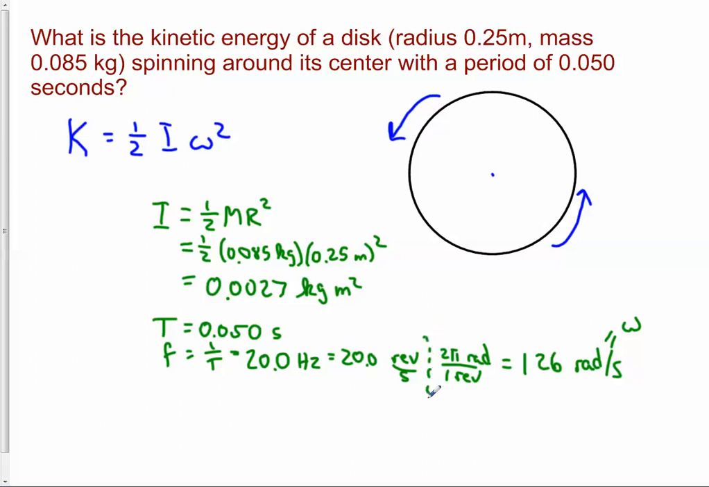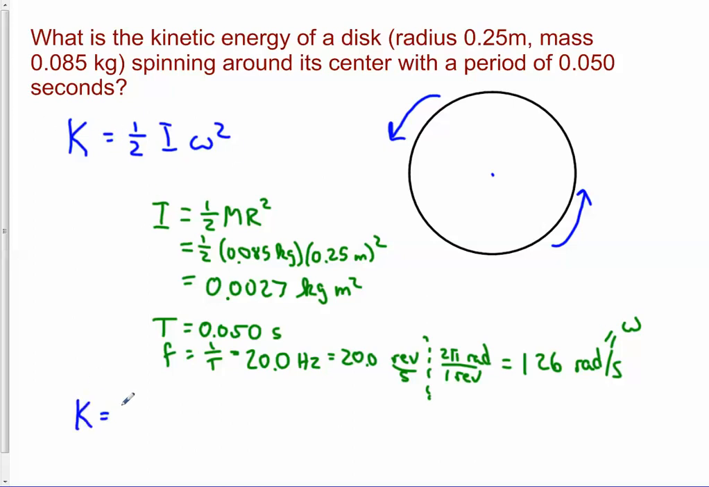I should kind of draw a line here. 20 revs per second, or hertz, was the frequency, and then when I do the conversion, now it's omega. Now it's in radians per second. So there's my omega. Okay, so now I'm ready to complete the calculation.